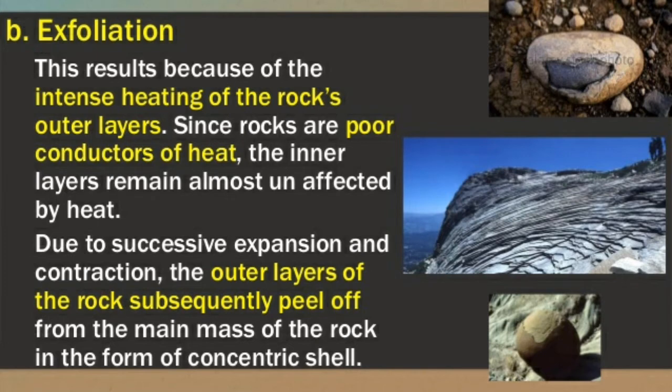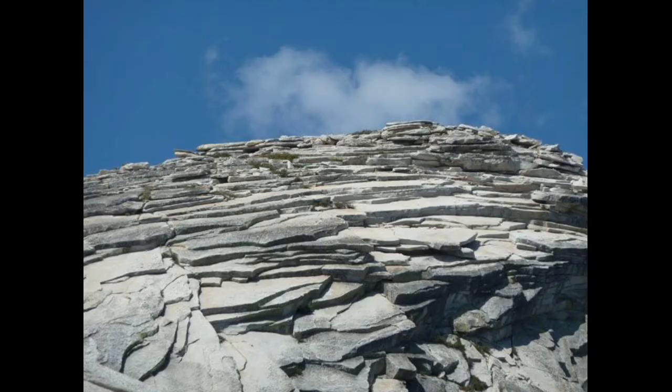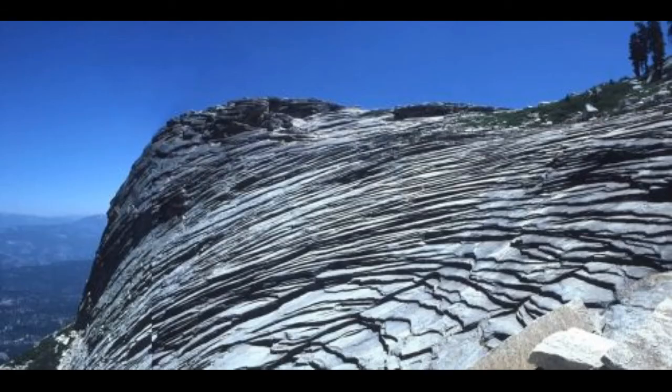Exfoliation. When the rock consists of homogeneous minerals like granite, the thin surface layer of rocks absorbs heat during the day and expands. During the night, this surface layer contracts more than the inner ones and is peeled off one after another like an onion. This is known as exfoliation or onion peeling.